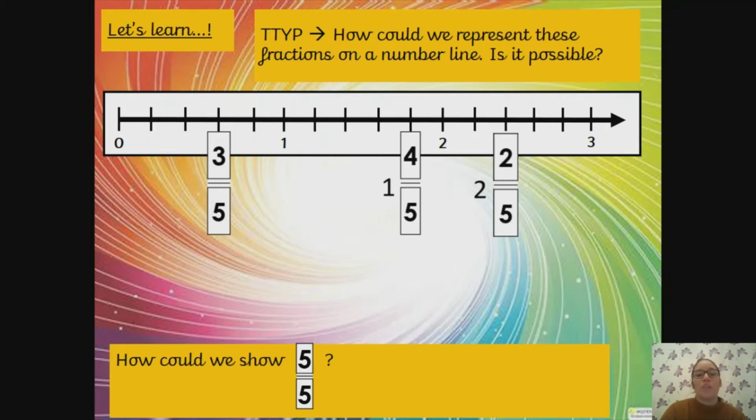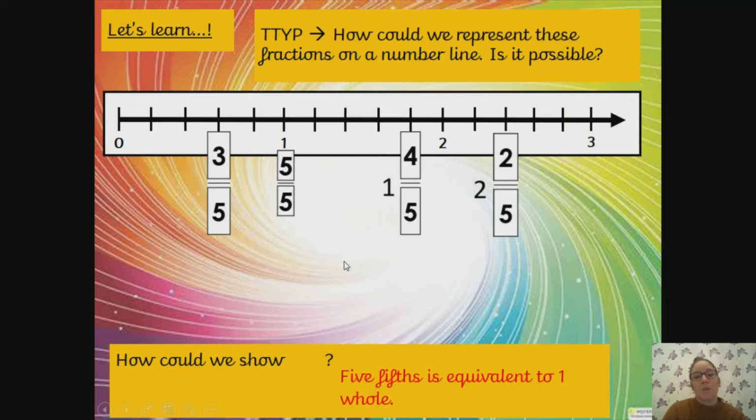How could we show 5/5? Now I briefly spoke about this just a second ago, so hopefully you were listening well. How could we show 5/5? 5/5, as we learnt on, I think it was Tuesday, is the same as 1 whole. Okay, so if we've got 5/5, this is 3/5 here, 4/5, and we could say 5/5 because it's equivalent to 1 whole, because 5/5 is 5 out of 5, isn't it? Okay, or 5 divided by 5 will give you the same answer.